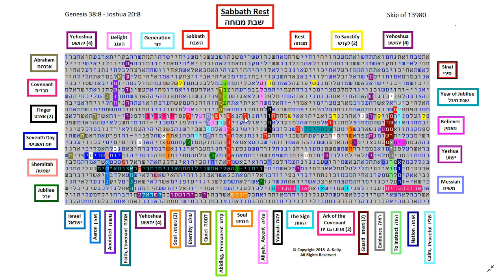Now what I'm going to do is read some scriptures from Exodus 31, and then I'm going to show you some terms that are in those passages that are also in this table. So Exodus 31, verse 12, says, "And Yahuah spoke to Moses, saying, Speak also to the children of Israel, saying, Surely my Sabbaths you shall keep, for it is a sign between me and you throughout your generations, that you may know that I am the Lord who sanctifies you."